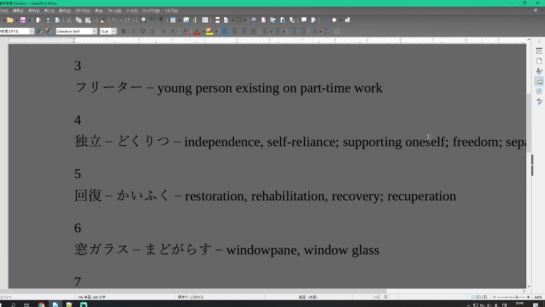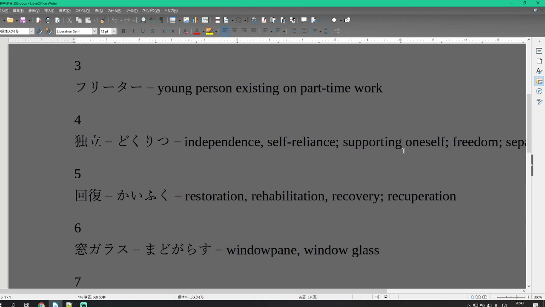Dokuritsu. Standing on one's own, independence or self-reliance. Standing on one's own or being self-reliant.